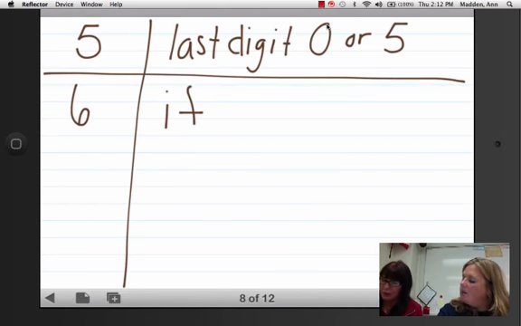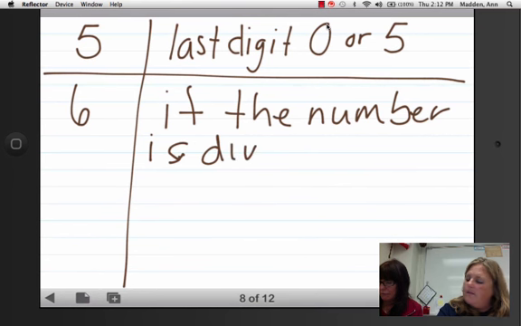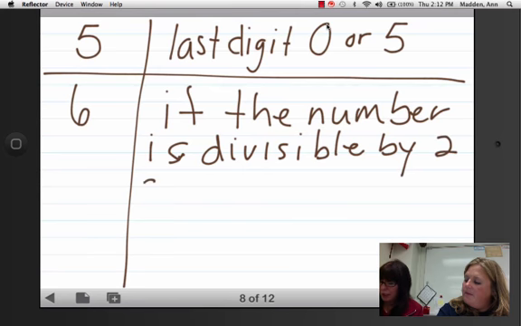If the number is divisible by 2 and 3, the 6 will also work.